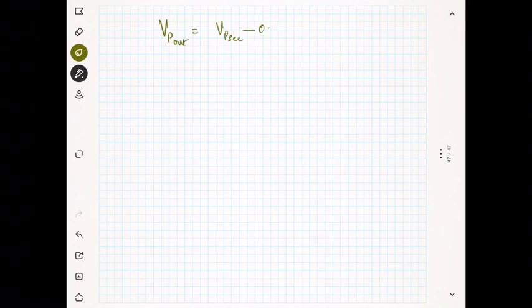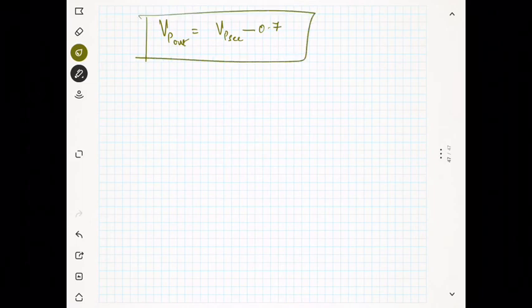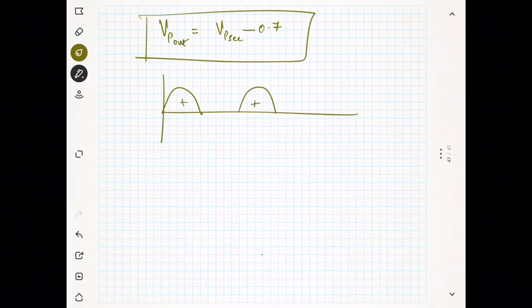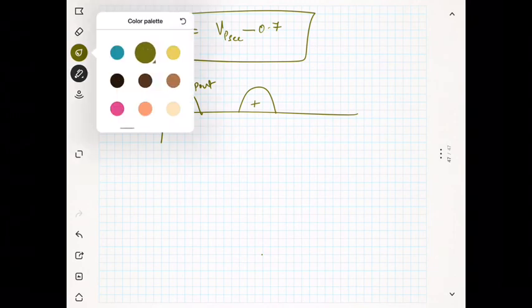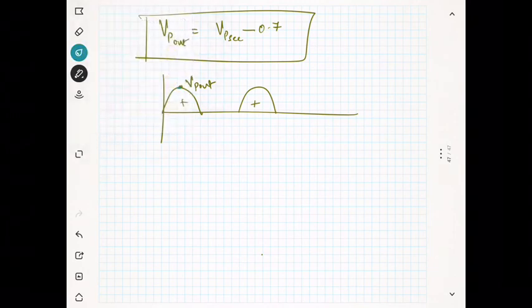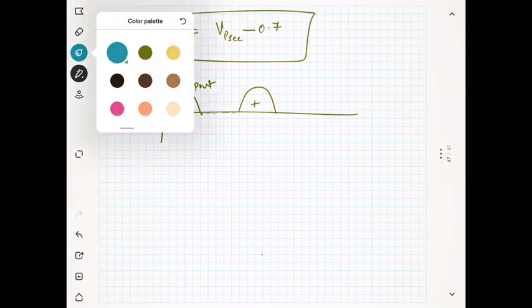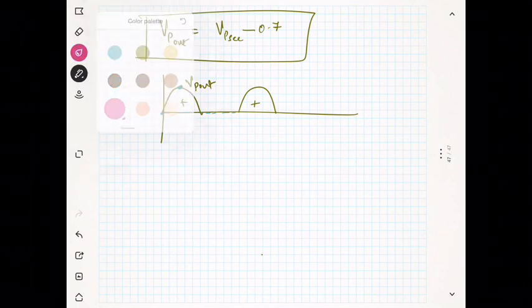Now Vp out is equal to Vp secondary minus 0.7, and this is your output, positive, and this is Vp out. Now if you know Vp out, you can see that this is the maximum voltage and this is the minimum voltage, which is 0. So there may be some average voltage also. You can calculate the average voltage, it may be somewhere in between.